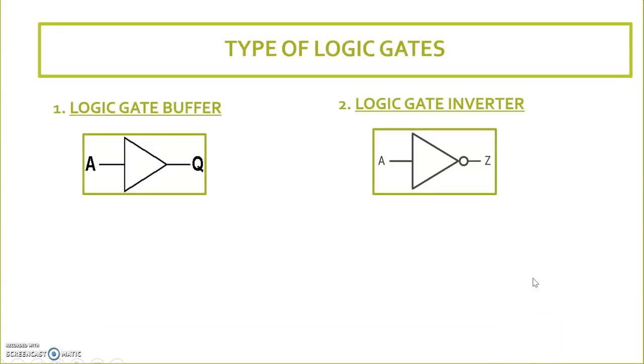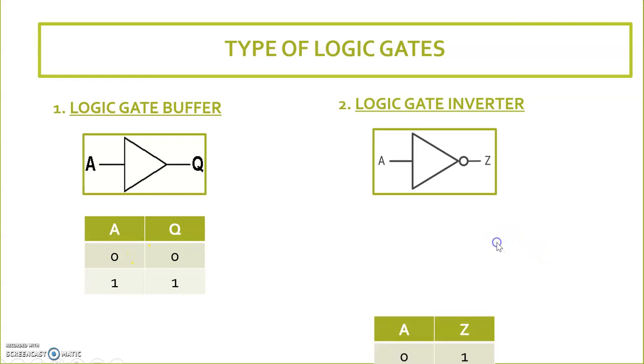Alright, so first, let's go through the types of logic gates that we are going to learn throughout this subtopic. Number 1 is buffer. This is the symbol of buffer, which has one input and one output. The truth table is something like this. A is the input and Q is the output. For buffer, the output is the same value as the input.